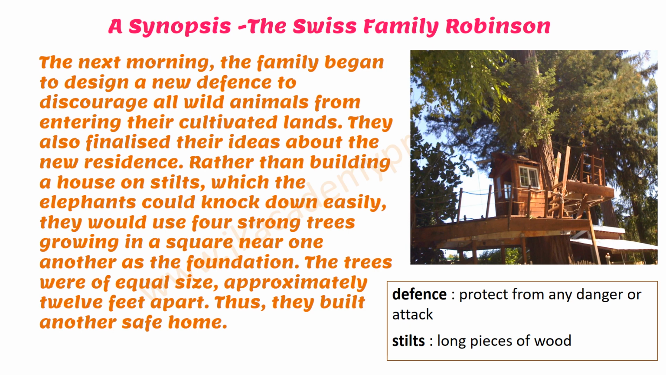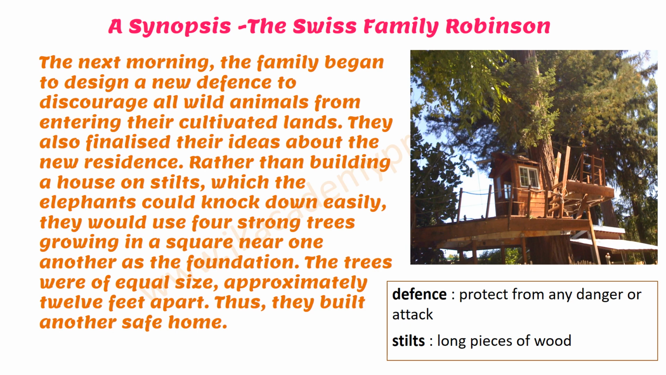Rather than building a house on stilts, which are big, long pieces of wood on which you build the house, which the elephants could knock down easily. They thought that if we build the house on stilts, the elephants will come and knock them down, and the houses will fall because elephants are huge animals and they come in very large groups. So they decided that that is not correct.